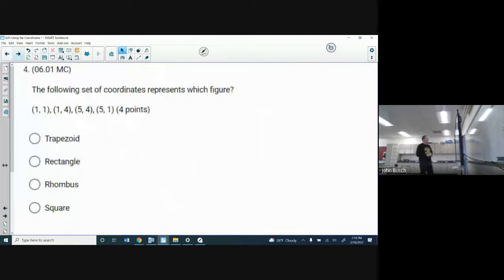Okay, so follow the following coordinates represents which figure. Now I think you can tell which quadrilateral it is just based on slope, because a parallelogram's opposite sides are congruent. Opposite sides are parallel if we're talking about slopes.